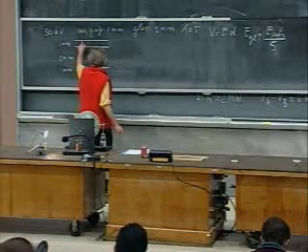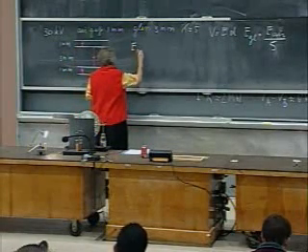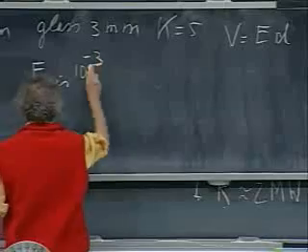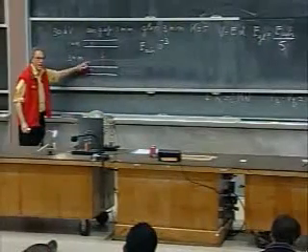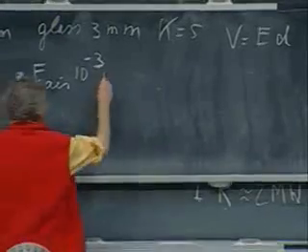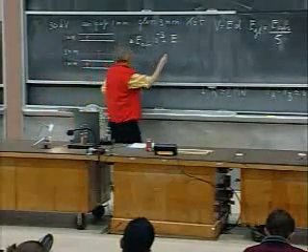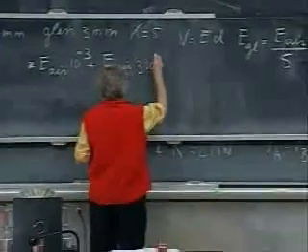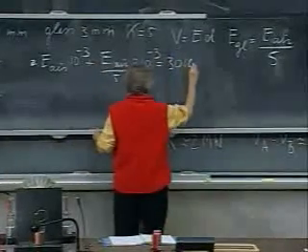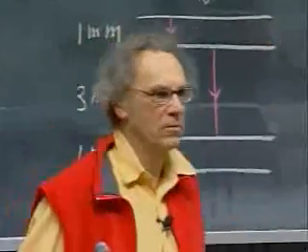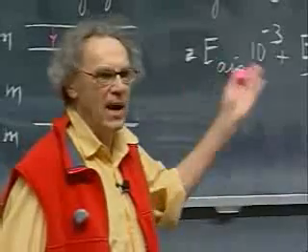I first go over this gap, and so I get E in the air times that distance, d, which is 1 millimeter. But of course, later on, I have to go through this gap again, so I'll multiply it by 2 now. And now I have to add the electric field in the glass, which is the same as air divided by 5, times its distance, which is 3 millimeters. And that must now be 30,000, because that's the potential difference between here and there. That's one equation with one unknown. And I can calculate the electric field in the air gap.